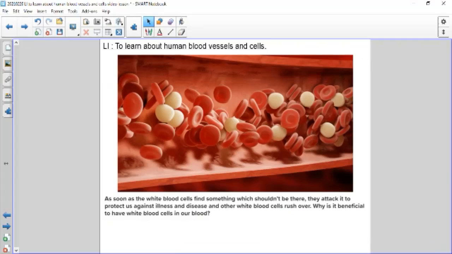Do you remember we asked the question, why is it beneficial to have white blood cells in our blood? Pause the video now, see if you can remember.